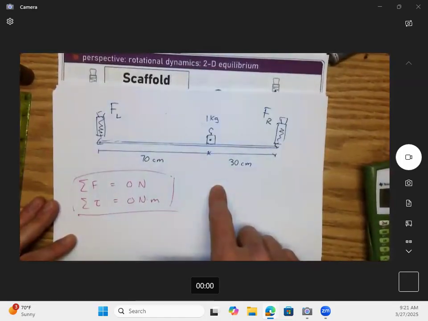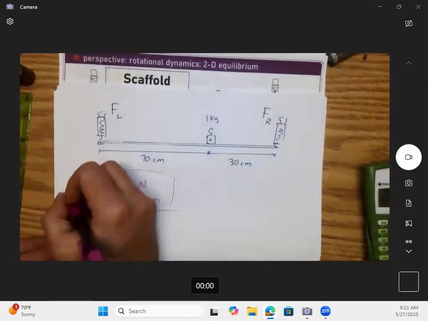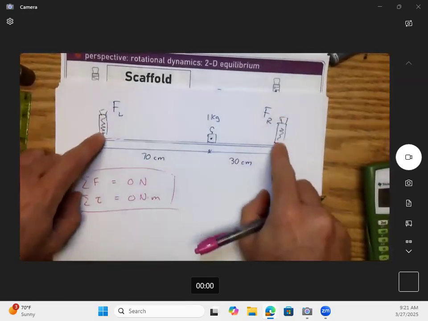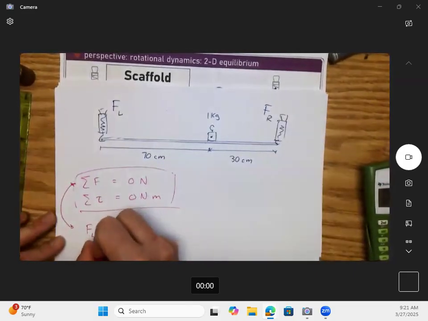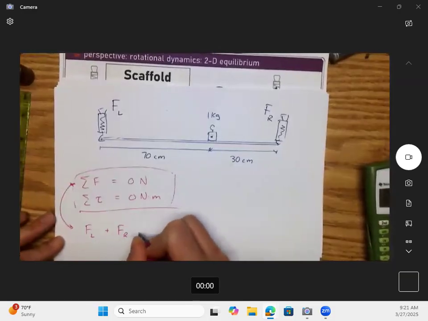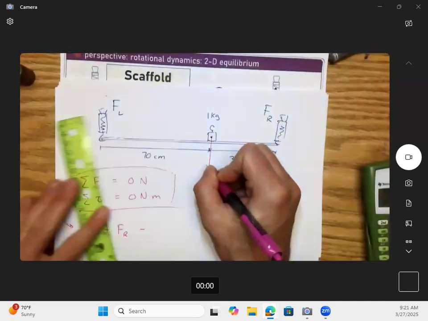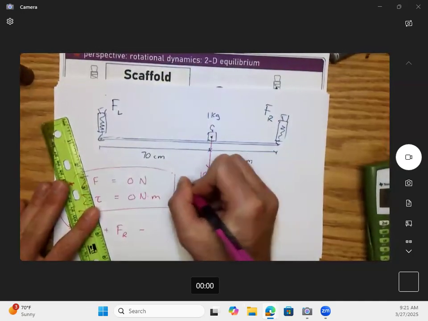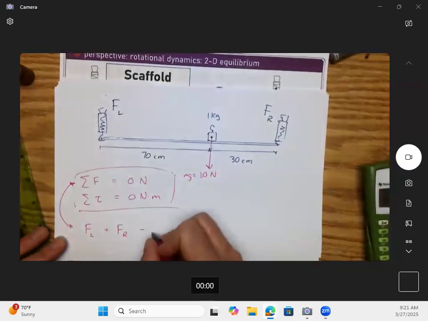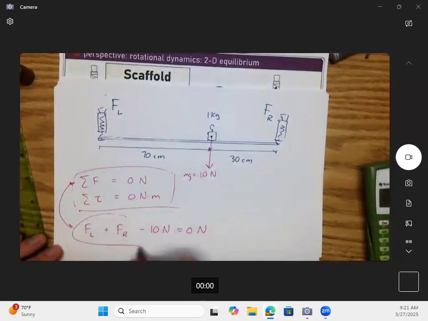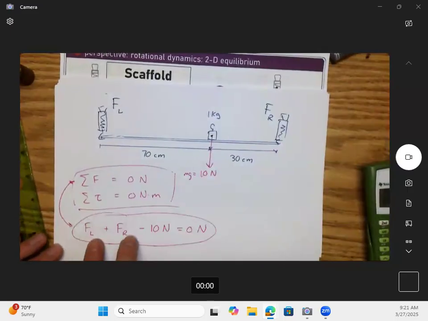Now I'll make an equation out of this first one. The sum of the forces goes to 0. That means force left plus force right up, minus this weight, and you guys told me this weight is 10 newtons. So mg equals 10 newtons. So minus the 10 newtons has to go to 0. So there's one of your conditions. But there's two unknowns. Guys, can you solve one equation with two unknowns? No. So we need the other condition, which has something to do with torque.